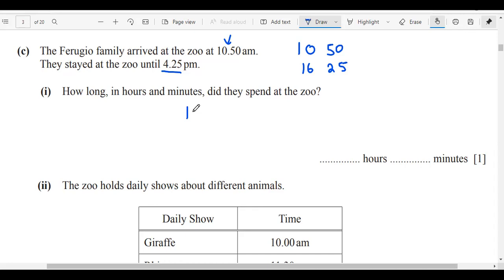So this is 16:25. And then this is 10:50. Okay. These are the two timings now. You need to find the difference and tell me the answer. Yes, Turhan, what do you think about it? Can you answer this question? Yeah, ma'am.